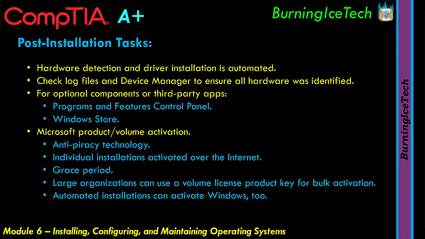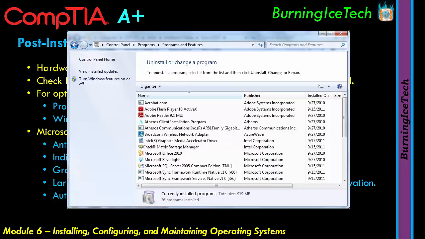Now for optional components or third-party apps, you can alternatively go to Programs and Features in your Control Panel, and there you'll be able to install programs manually. That is what's mentioned by A+, but realistically we only go in there if we want to remove programs and features or remove an update. I myself never go in there if I want to add an application. The only times I've ever gone in there is to change an application, maybe a license or a feature, or if I want to remove something that I can't seem to remove via the good old-fashioned Start menu.